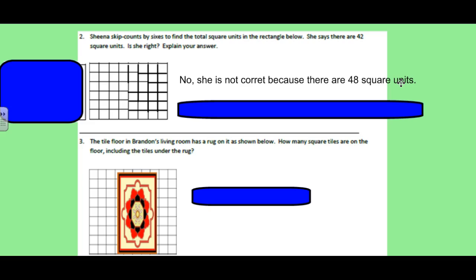That's really the only thing that you needed to say that would explain your answer and tell me why she's wrong. So if you need to correct anything on number 2, go ahead and do that before you move on to number 3.